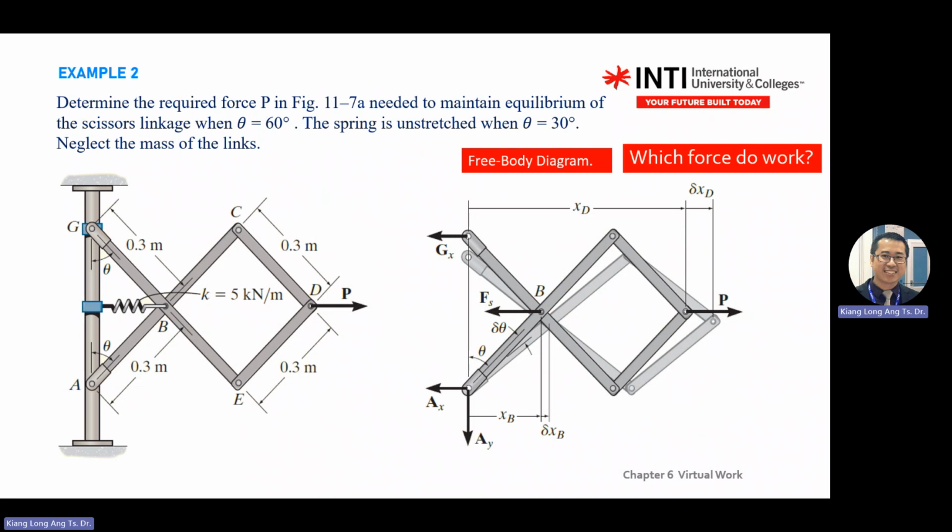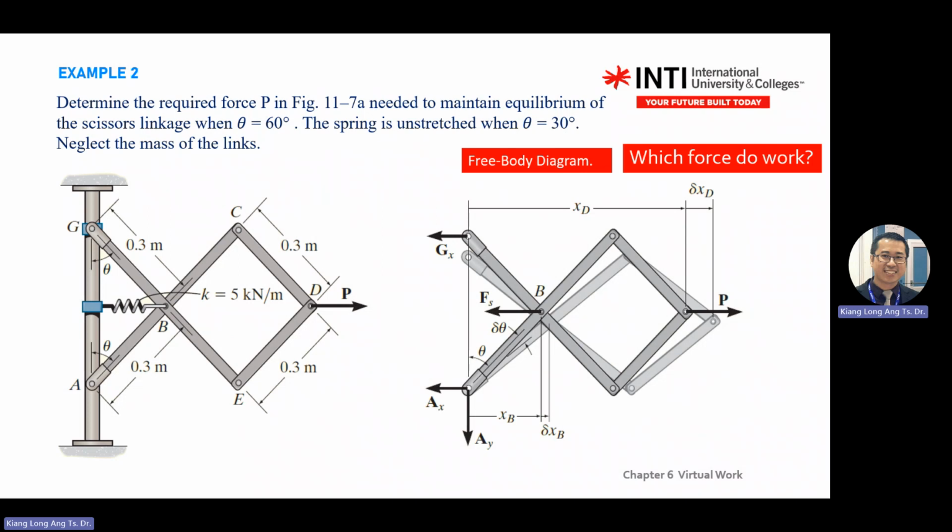Okay, which force does work? P does work or not? Yes. Fs does work. A does work or not? No, because it's a pin fixed there. G does work or not? Why? A different direction. You only meet half of the keyword there.